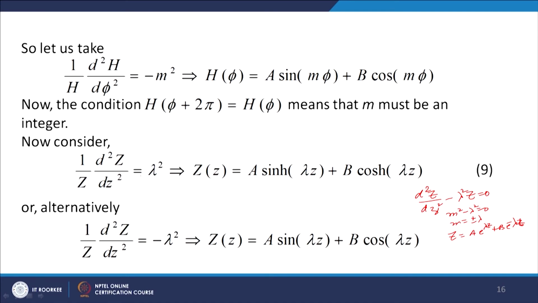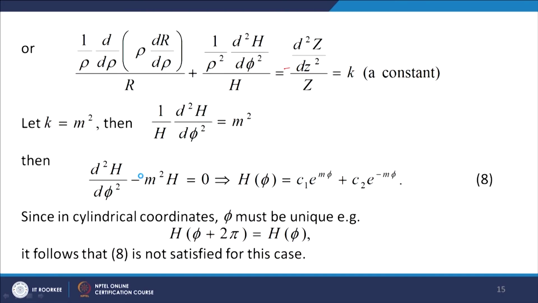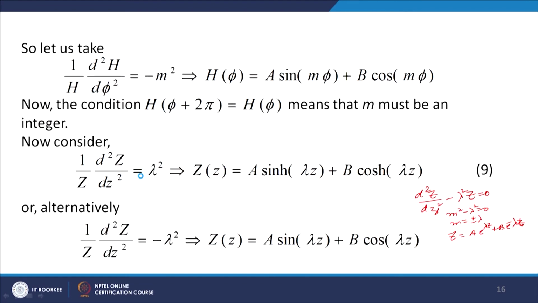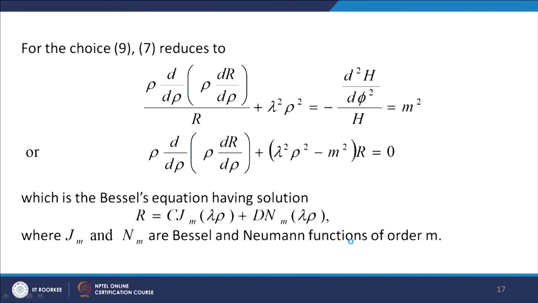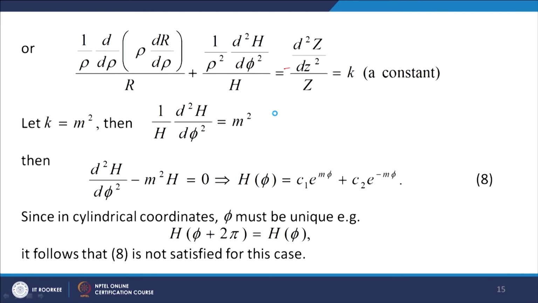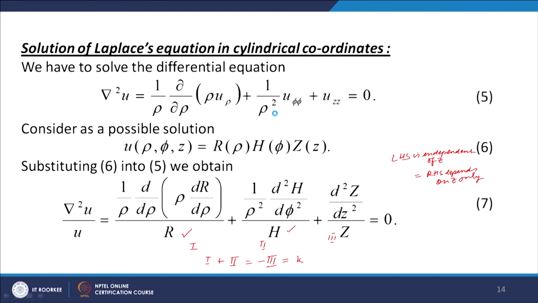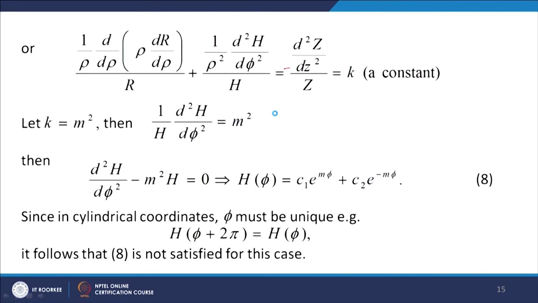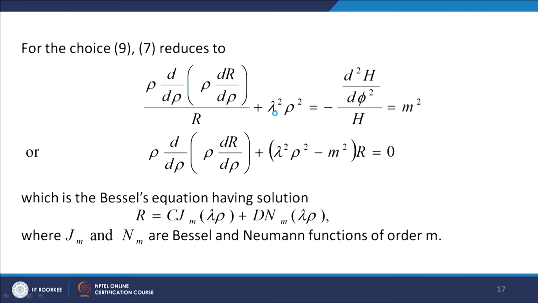If you choose k to be minus lambda squared, then d squared Z over dz squared will be equal to minus lambda squared Z. So if we choose minus lambda squared, we get the solution as a sin lambda z plus b cos lambda z. Now corresponding to these two different choices, we will have two different solutions of the given equation. Now here, rho d/d rho of rho dR/d rho, when we choose this quantity to be lambda squared, we get lambda squared rho squared, because we had chosen the other constant as m squared, so lambda squared rho squared minus m squared into R equal to 0.